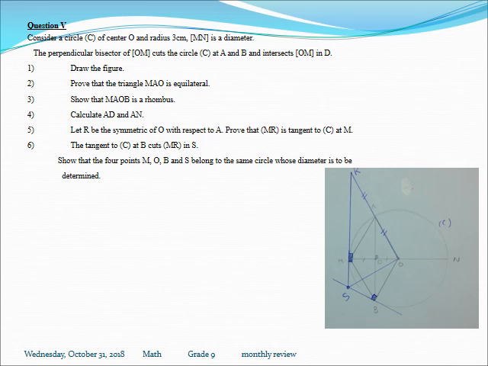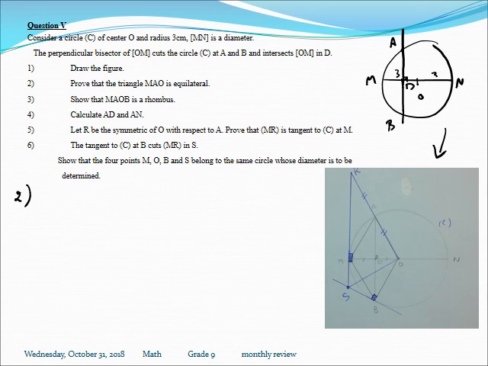Question 5. Consider a circle C of center O and radius 3 cm. Diameter ML, radius 3 cm, so the diameter is 6. The perpendicular bisector of OM, passing through the midpoint of MO, cuts the circle at A and B, and intersects OM in D. Draw the figure. This is the figure.